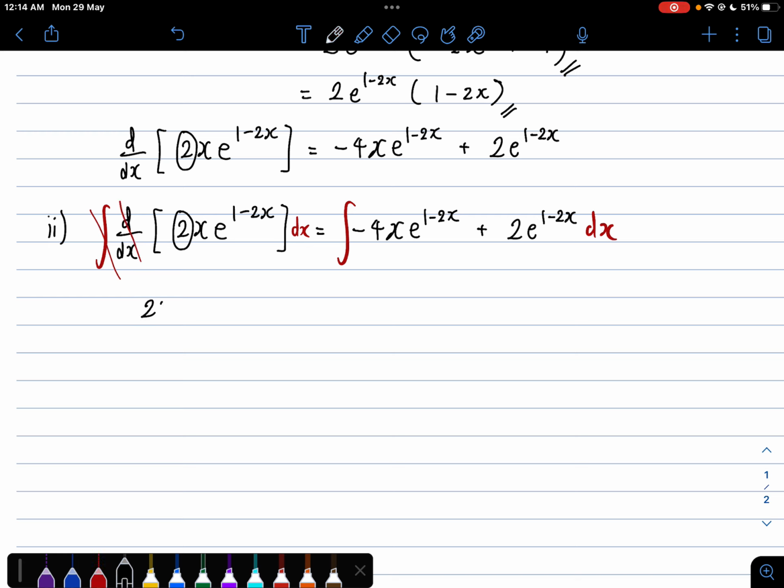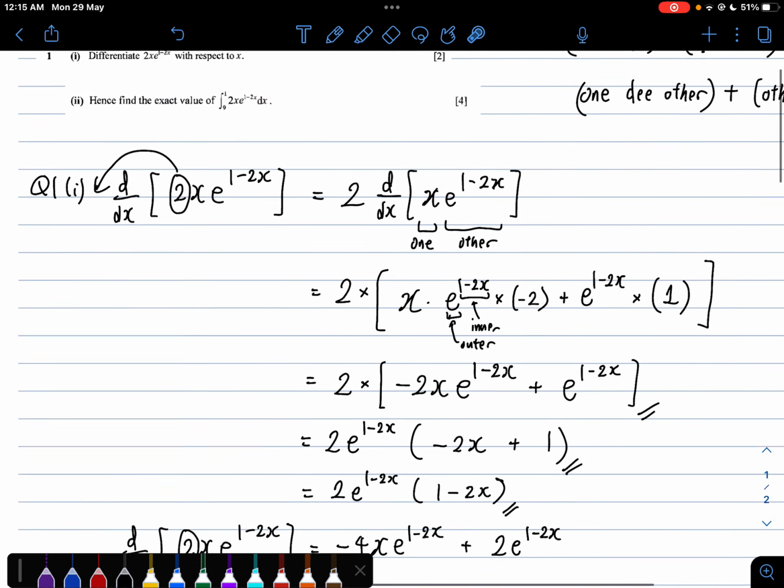You're left with 2x times e power 1 minus 2x equals the integral of this, but there's a plus going on, so you can integrate term by term, which is what I was telling you, right? Integrate negative 4 times x times e power 1 minus 2x dx plus integrate 2 times e power 1 minus 2x dx. Good.